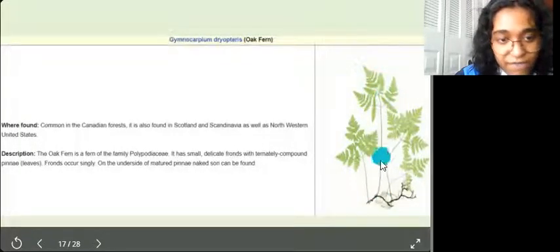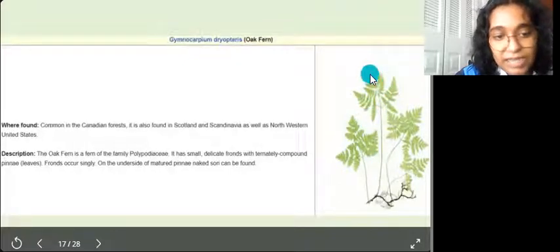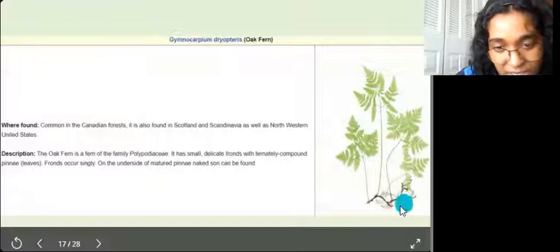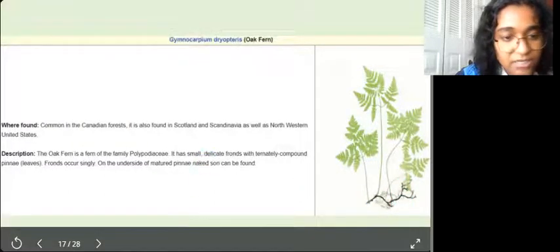You can see only one frond here. On the underside of the mature pinnae, naked sori can be found. So you can see this dark thing over here. That's a naked sori.